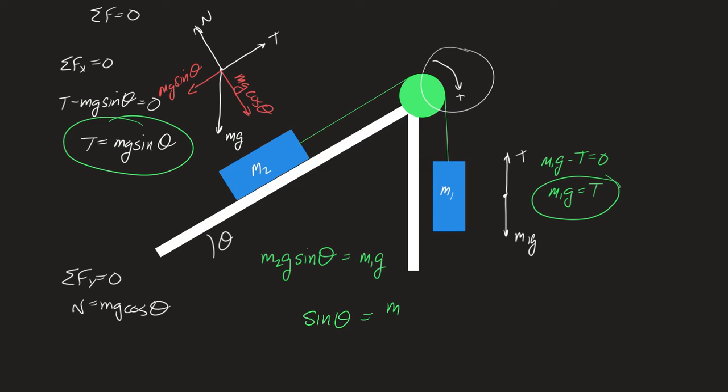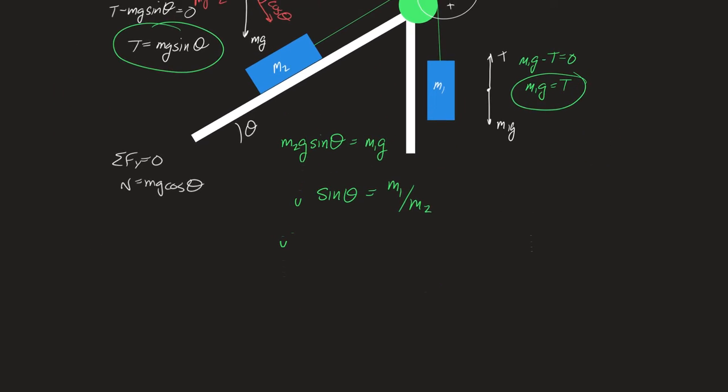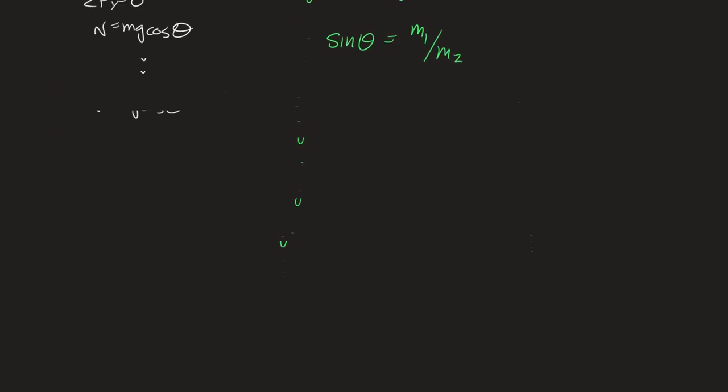The G cancels out. That does make sense. And that gives us our answer here. The sine theta has to be equal to the ratio of m1 over m2. Now this tells you a lot. First, it tells you yes.